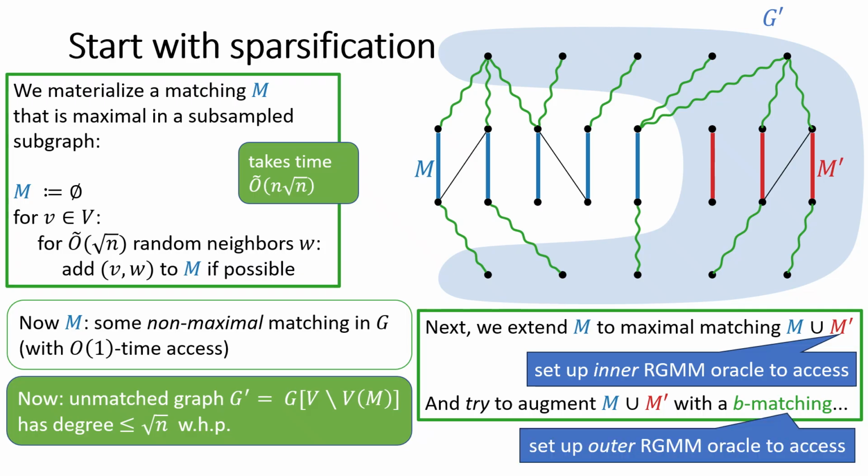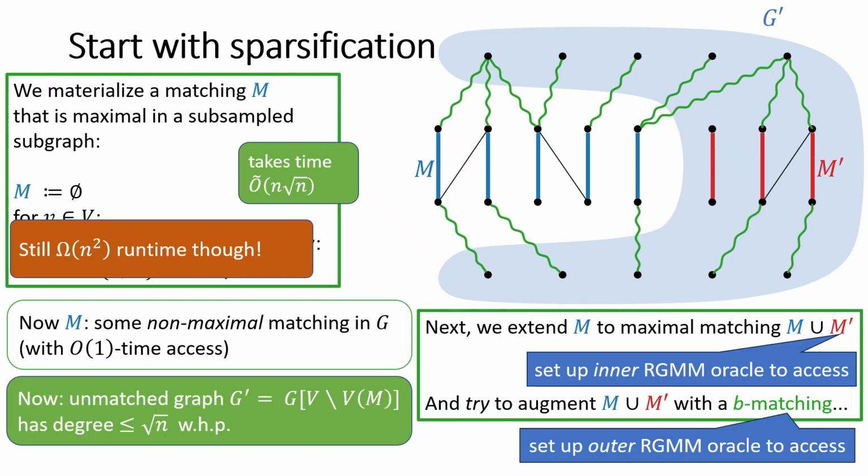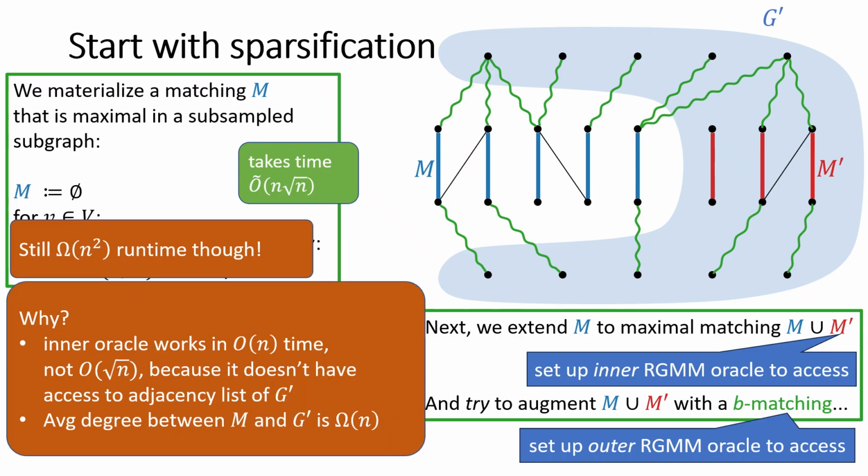Again, we cannot build this B matching. We can only estimate its size. So we have, again, the setup of an outer oracle that calls the inner oracle. Still n squared, unfortunately. We are quite close, but not yet. Why does this still run in n squared time?